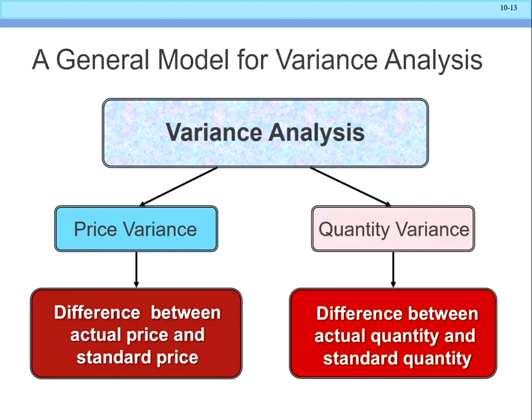So the price variance is the difference between the actual price we paid and the standard price, or the budgeted price we planned to pay. Quantity variance is the difference between the actual quantity we have used against the quantity that we should have used.